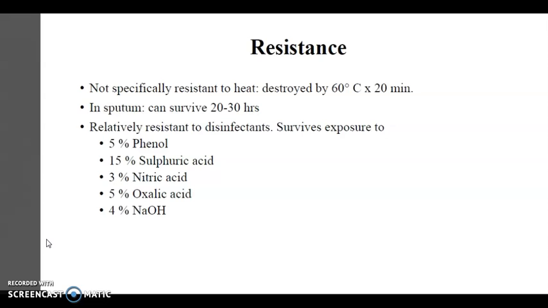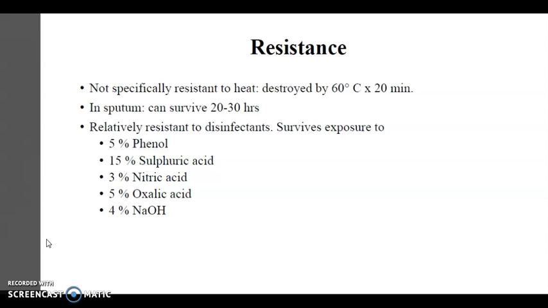Mycobacteria are not specifically heat resistant, and they are killed at 60 degrees Celsius in 15 to 20 minutes of exposure. Survival is influenced by the material in which the bacteria are present. Cultures may be killed by exposure to direct sunlight for 2 hours, but bacilli in sputum may remain alive for 20 to 30 hours.